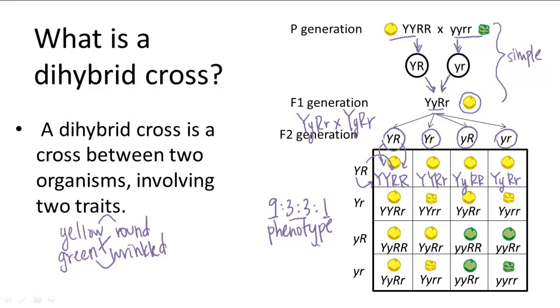Unfortunately, it only works with two heterozygous organisms, so you should still get familiar with how to do a Punnett square in a dihybrid cross.